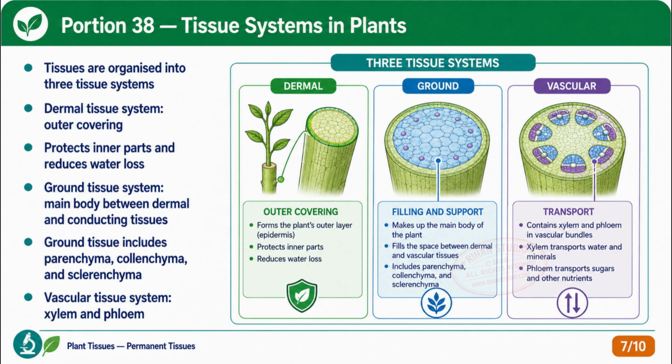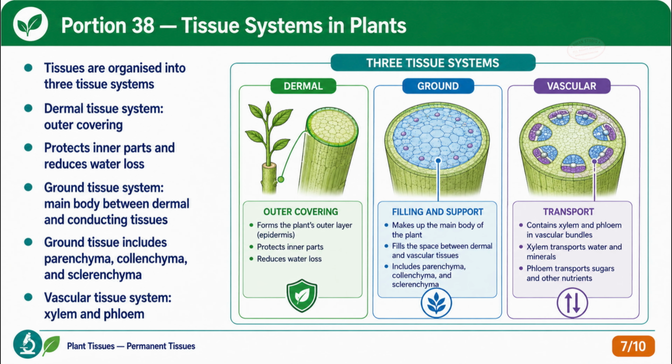Tissue systems in plants. Tissues do not work alone. They are organized into 3 tissue systems. 1. Dermal tissue system. Outer covering. Protects inner parts and reduces water loss.